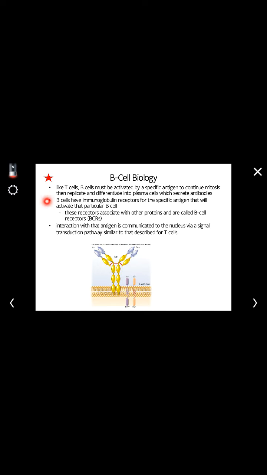But B cell biology: like T cells, B cells must be activated by a specific antigen to continue mitosis. So they stop dividing and they just kind of go dormant and relax until they're activated by a specific antigen. That's what B cells do. B cells will then replicate and differentiate into plasma cells, which secrete antibodies. They'll also make more memory cells, but that's a side note. The B cells have immunoglobulin receptors for the specific antigen that will activate that particular B cell.